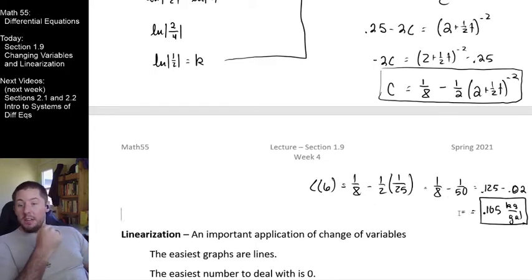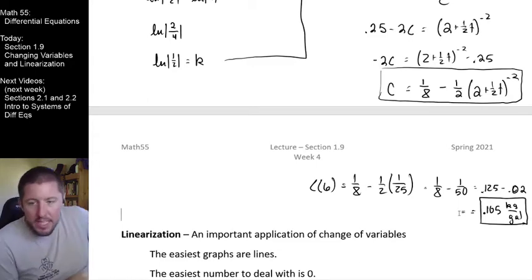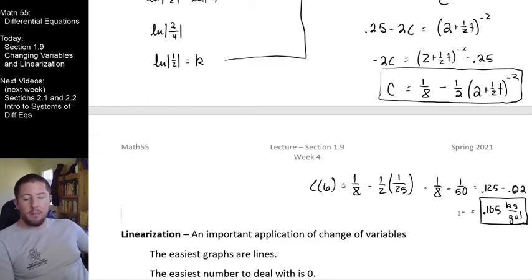Another thing that you could interpret here is that the amount of sugar in the tank, well, if that's per 1 gallon, we know that the tank has 10 gallons in it. So it seems like I also know that there is exactly 1.05 kilograms of sugar in the tank when it starts to overflow.